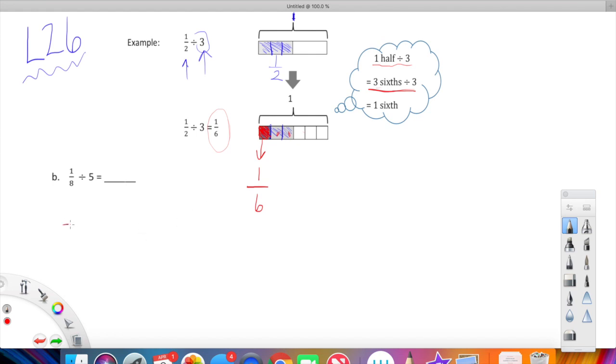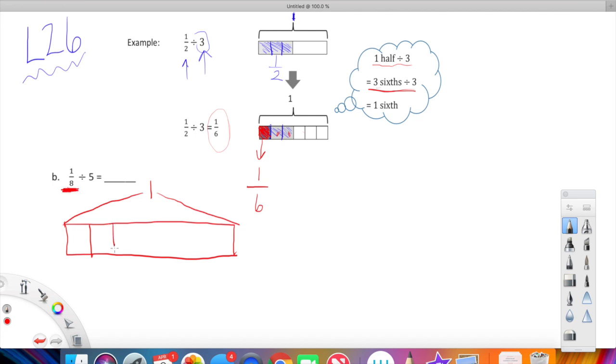So in lesson 26, you guys, we are going to be modeling a whole first. Our whole rectangle is going to represent 1. And then we're going to isolate our 1/8. But first we need to show one whole. Just like up here when we were looking at 1/2 divided by 3, we showed one whole first. So here, 1/8 divided by 5, we have our whole. Now we need to slice our whole into 8ths because our denominator is 8.